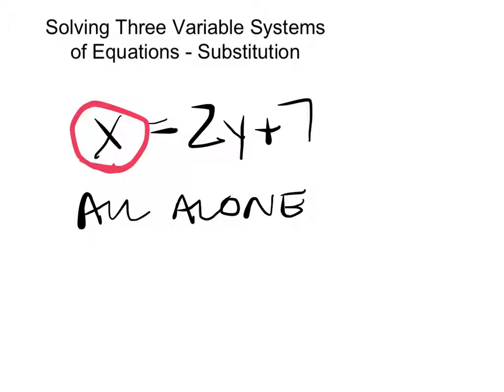Just a reminder that when we write our solution to systems of three variable equations, we need to write them as an ordered triplet. We have an x coordinate, a y coordinate, and a z coordinate, because that's where it is in three-dimensional space. So let's look at a few examples.